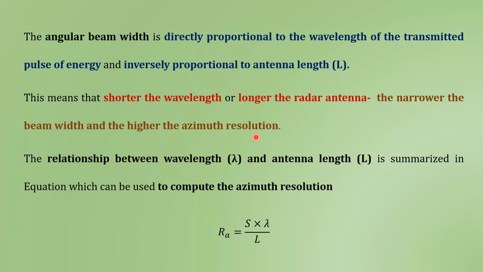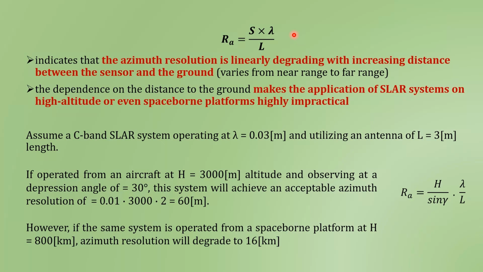the higher the azimuth resolution. In real aperture radar, the azimuth resolution is calculated by this formula: slant range distance times wavelength divided by the length of the antenna. Suppose a side-looking airborne radar is using a particular wavelength to operate. In that case, two parameters are fixed, the wavelength as well as the length of the antenna. So the azimuth resolution depends mainly on the slant range distance, which indicates that the azimuth resolution varies from near range to far range as the distance increases.